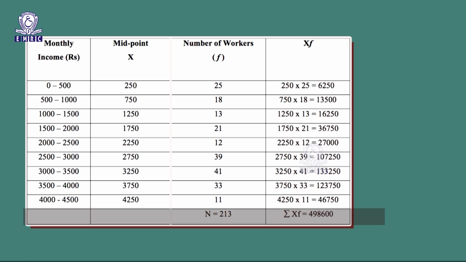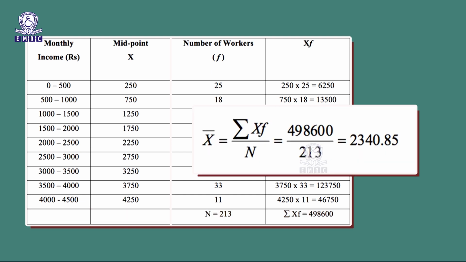Now, we got the N value, and we also got the sigma XF value. Our duty is to simply employ these numbers in the formula. The formula to calculate the mean is x bar, which is equal to sigma of XF divided by N, which is equal to 4,98,600 divided by 213, which is equal to 2,340.85. The average monthly income of the workers is 2,340.85 rupees.